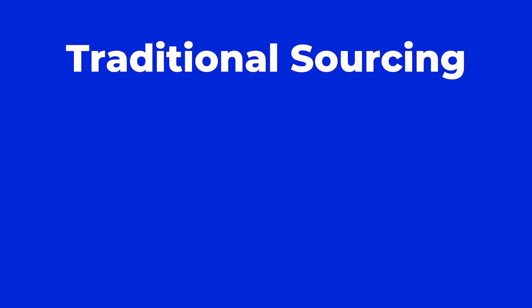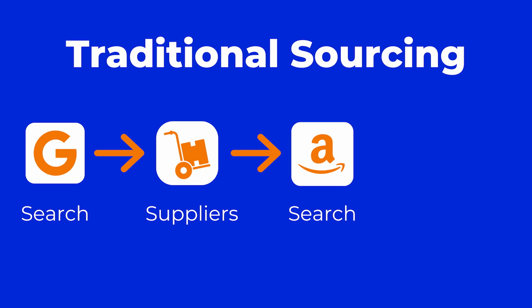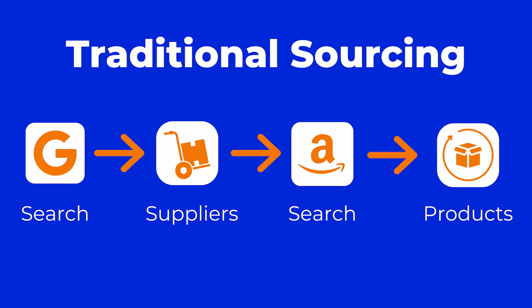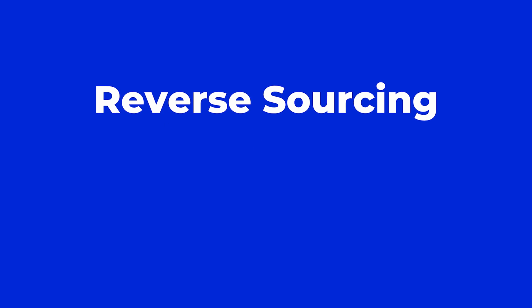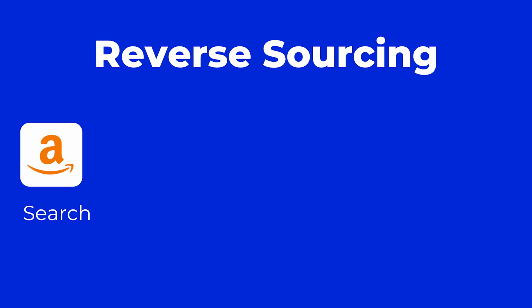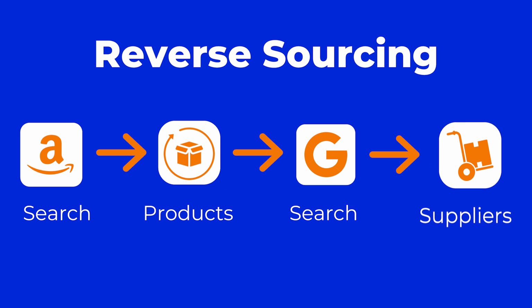The first one is traditional sourcing. And basically this is where you start first by researching and contacting the suppliers, and then you go on Amazon, find their highest selling products, and then you hopefully sell those products. But on the other hand, you have another strategy called reverse sourcing, and we'll also go through this strategy in this video. This is where you basically do the exact opposite. You start on Amazon first, identify the highest selling products, and then research and contact the suppliers last.